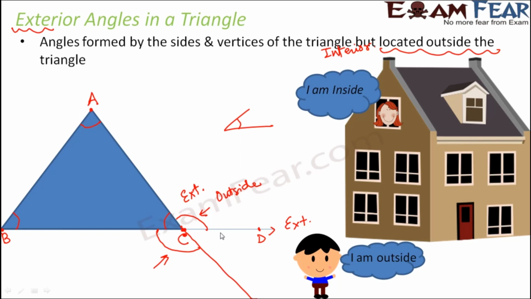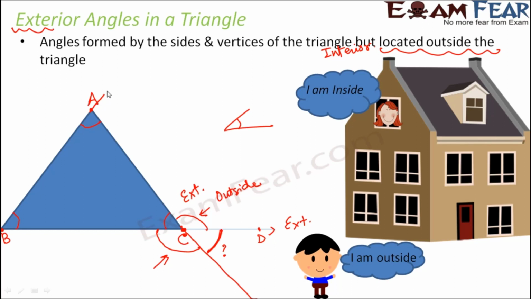Do you think that this angle would be an exterior angle? No. Can you tell me why? This is also formed on the vertex of the triangle, but is it formed by a side of the triangle? This angle is actually formed by both extended sides. Therefore, this angle will not be considered an exterior angle of a triangle. So, for an exterior angle, one side has to be the side of the triangle and the other side could be an extended side. That is how we determine which one is an exterior angle of a triangle.